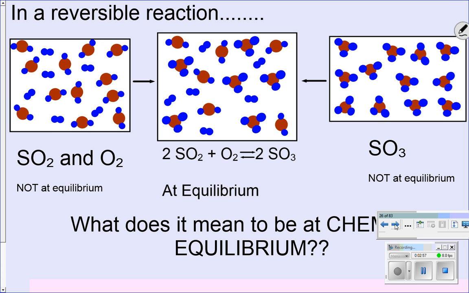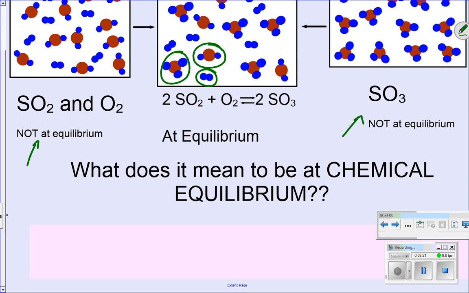So in reality, we don't really have all SO2s and O2s. We don't have all SO3s. In reality, we really have a mixture where we're going to have some O2s and SO2s and some SO3s. So in reality, we actually have this system at equilibrium where we don't just have SO2 and O2. We don't just have SO3. We have a mixture of them. What it actually means for a system to be at chemical equilibrium is that we have 2 opposing processes going on, and they're happening at an equal rate.